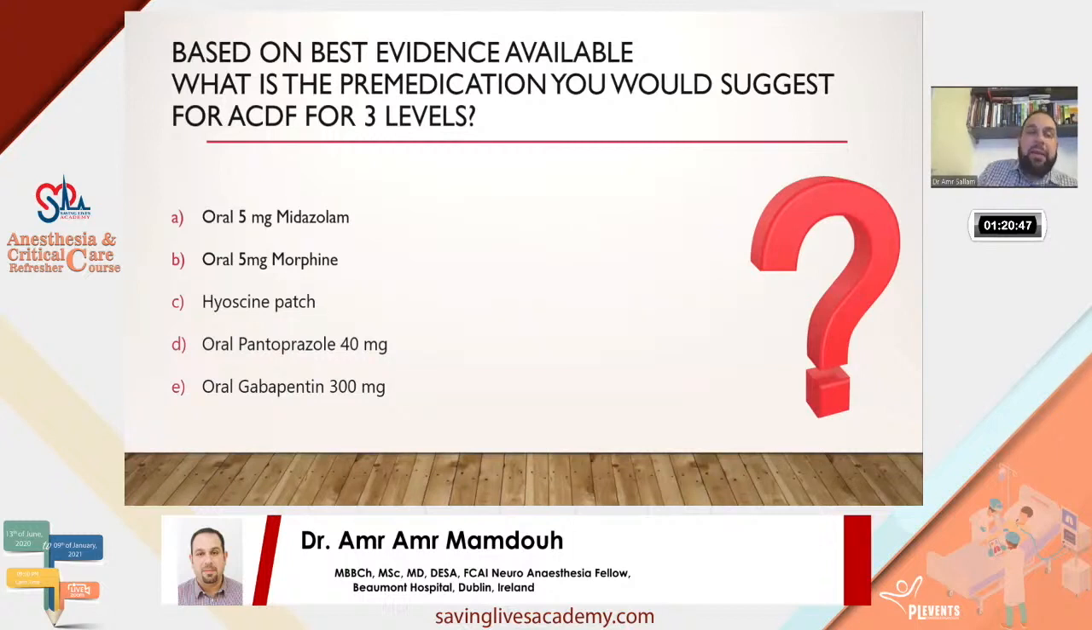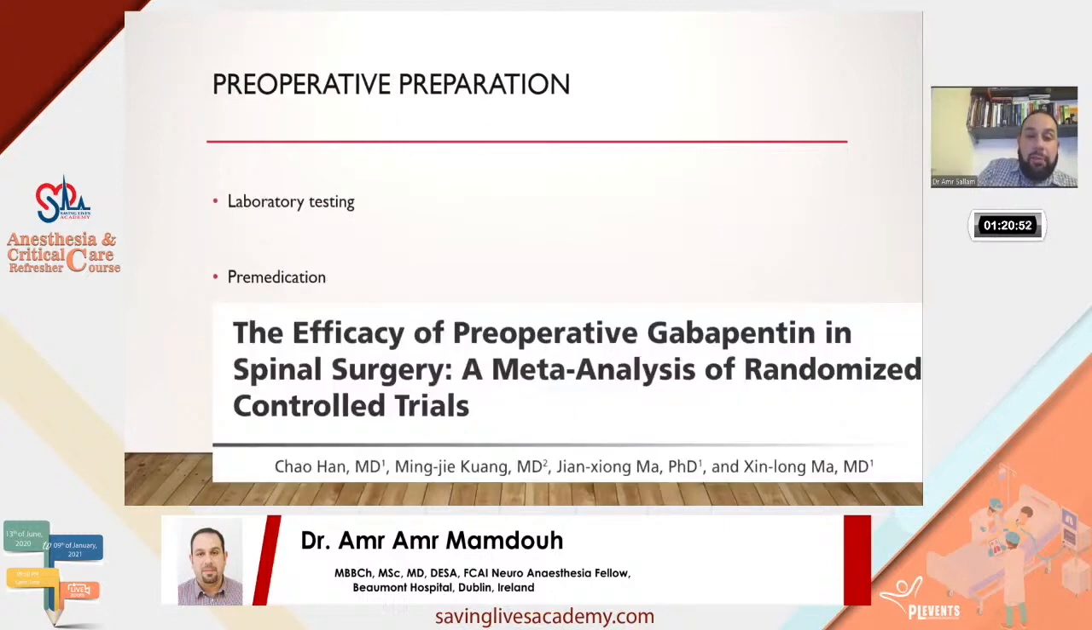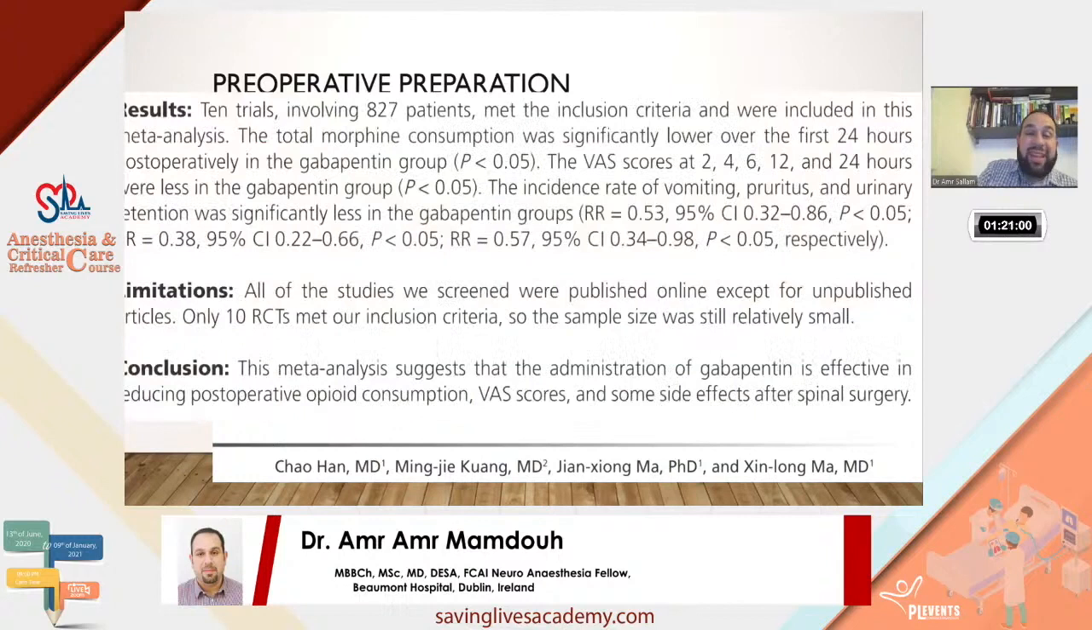Actually, the last two are the ones I used to use. The gabapentin is mainly with the evidence that will be shown now. This is a meta-analysis published in 2017 about the efficacy of preoperative gabapentin, which is very nice, and it shows about 10 trials involving 800 patients. All of the studies suggest that administration of gabapentin is effective in reducing postoperative opioid consumption and the VAS scores for pain, and even some side effects of the spinal surgery itself.